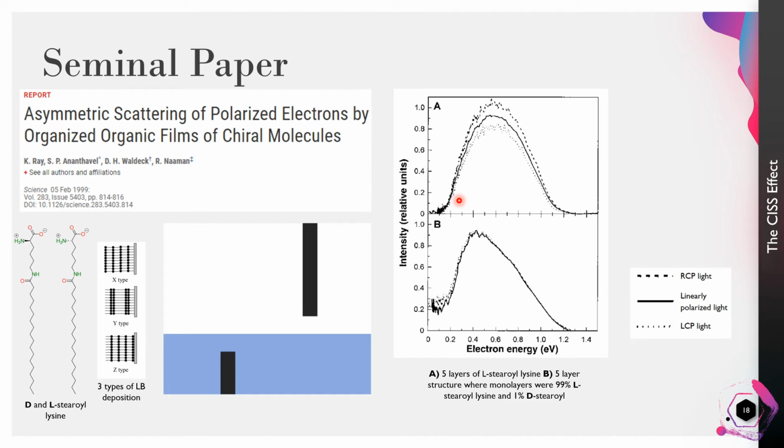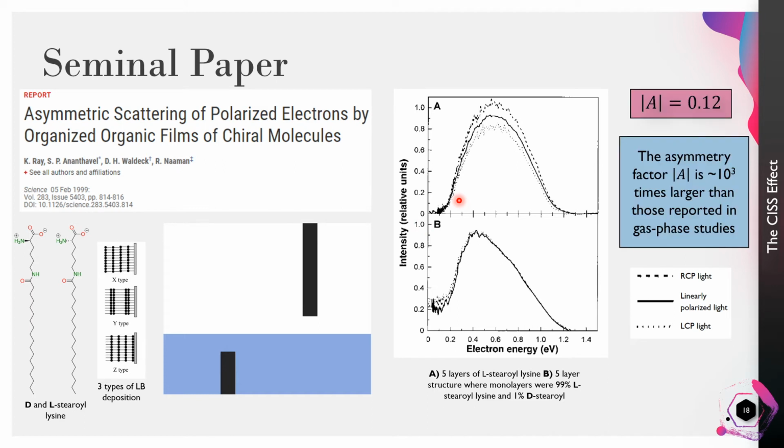And by passing polarized beams of electrons that were emitted from the gold substrate through the chiral molecules, the 5 layers of L-stearoyl lysine, they observed that there was actually quite a high degree of asymmetry, 0.12, which was like 1,000 times larger than those that were reported in the gas phase studies.